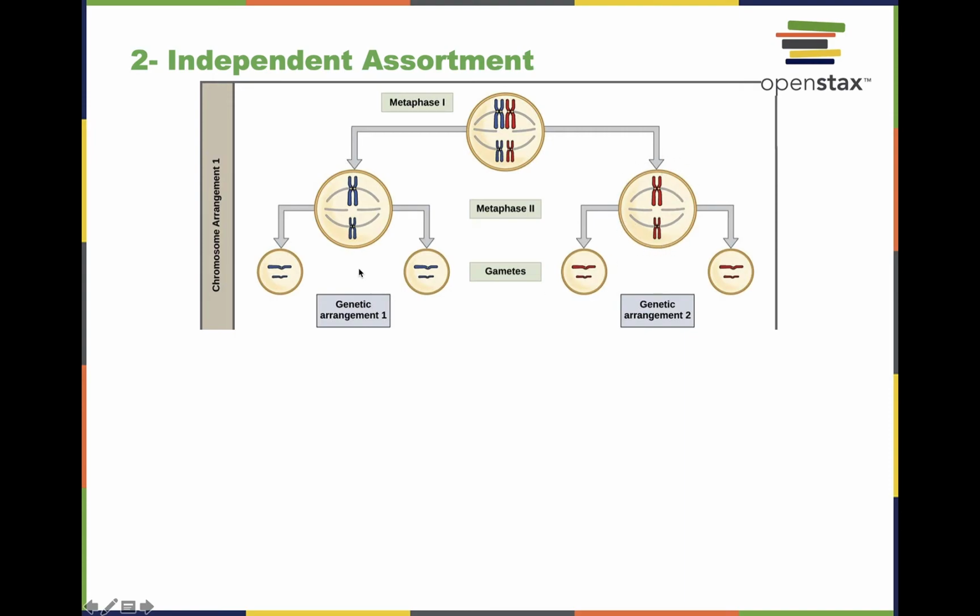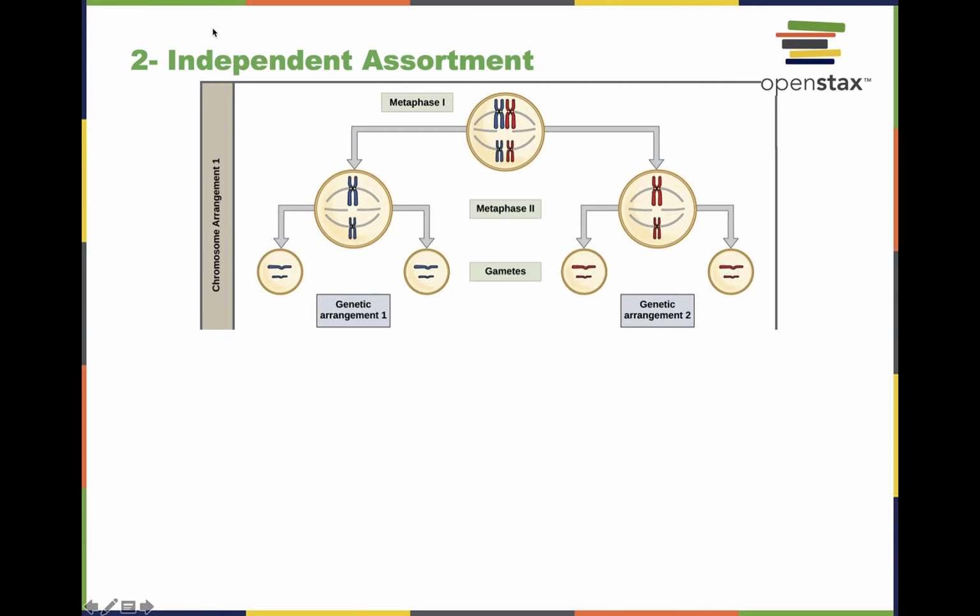And then, as a result of the second division, you're going to get gametes that have only blue chromosomes and gametes that have only red chromosomes. Notice that we are ignoring crossing over. We are assuming that crossing over isn't happening, just to make this mechanism entirely clear. Okay? So that's one way in which these homologous chromosomes can sit on the metaphase plate.